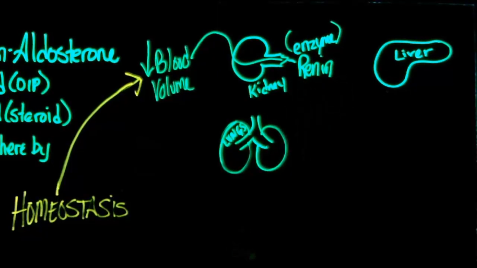Get it? Okay, now that's going to be our enzyme. Now, we have a precursor hormone, i.e. a molecule that's protein-based, but it's not functional. So the liver has been silently producing something called angiotensinogen.